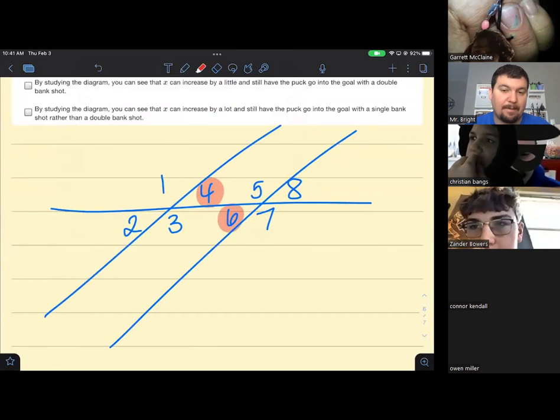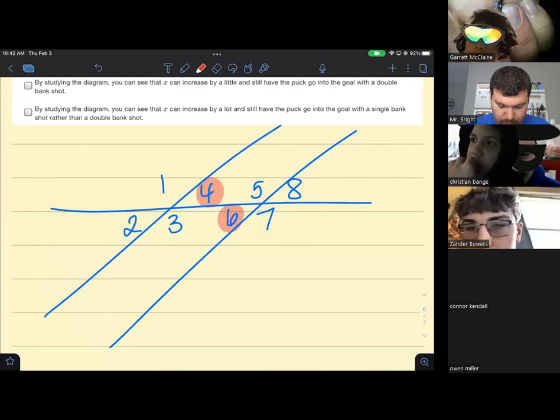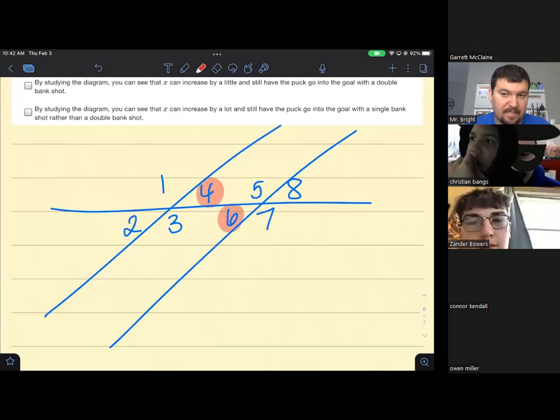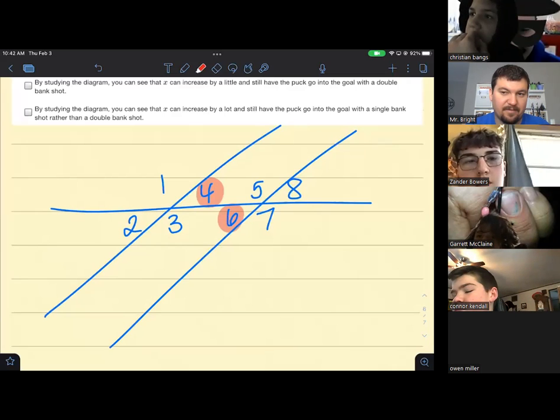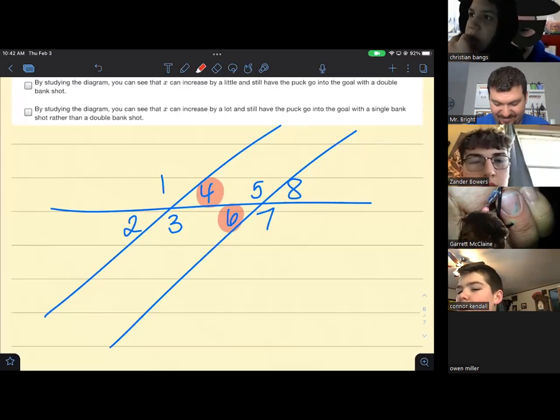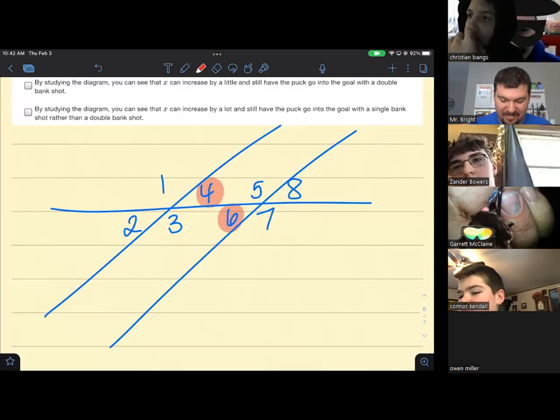Supplementary. Not supplementary. They are the same size, so they're congruent. Can you tell me why they're congruent? They're on different sides of the transversal. There's my hint. They're on alternate sides of the transversal. Alternate interior. That's right. Yes, alternate interior. Okay.